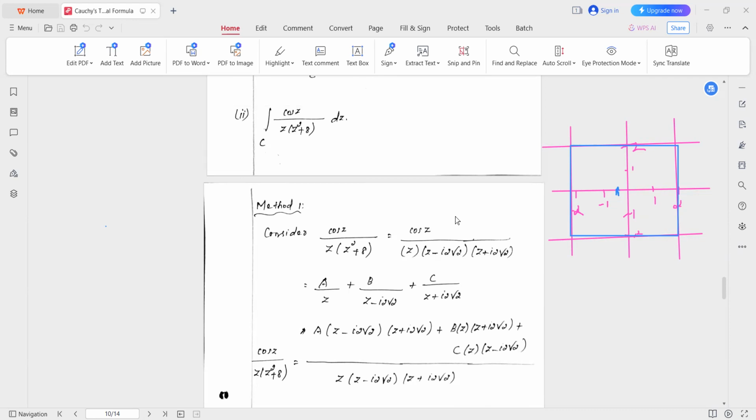As usual, because the denominator is not in the form z minus something, we have to do the partial fraction and make it into the z minus something form. So here we have three terms, because z square plus 8, as in the last video where I showed z square plus 4. Let z square plus 8 equal 0. From this we get z square equal to minus 8. Therefore z equals plus or minus square root of minus 8.